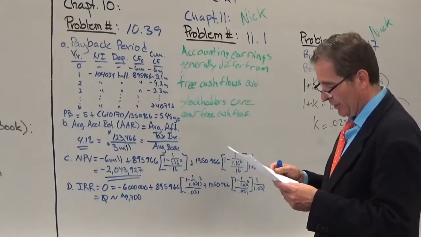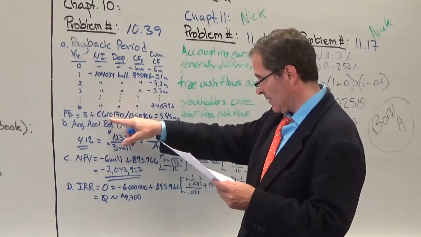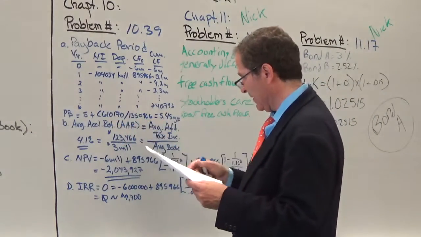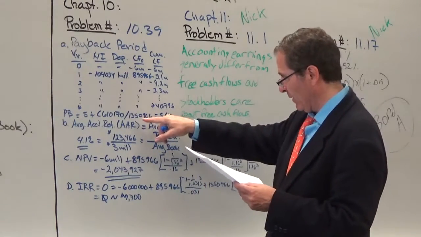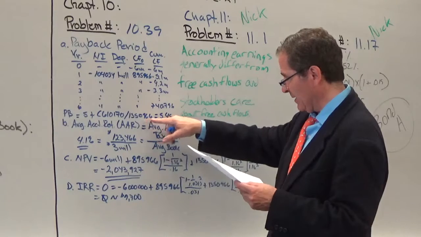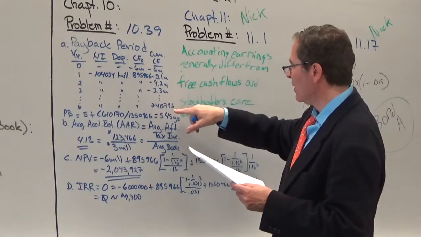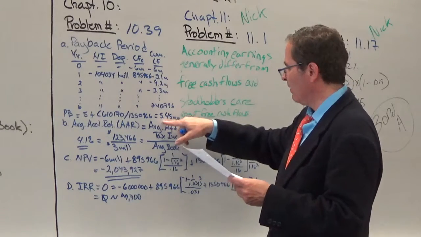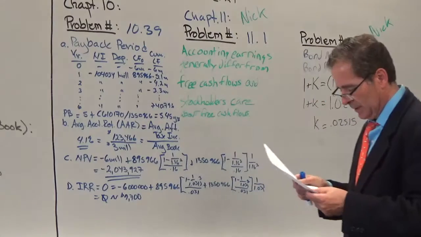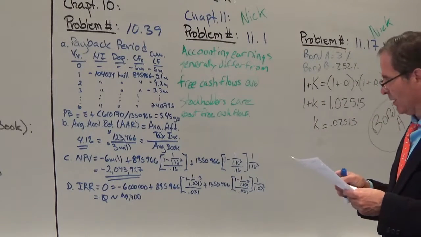So the payback period, we're going to take the 610,170 divided by the 1,350,966, which are going to be in the last 2 years. And the estimated payback period is going to be 5.45 years. Then the next question is, what is the average accounting return?